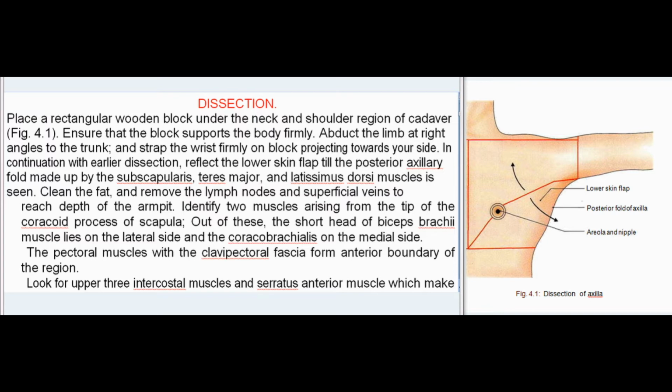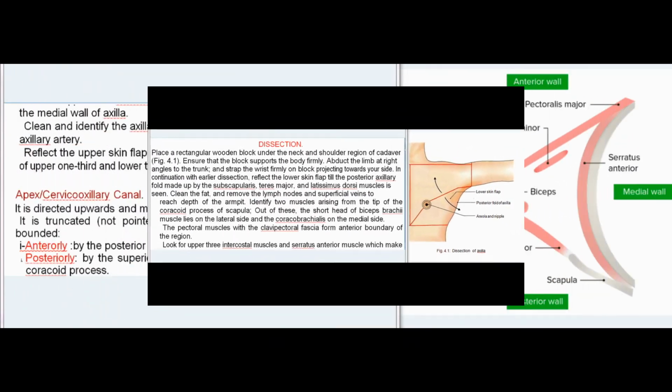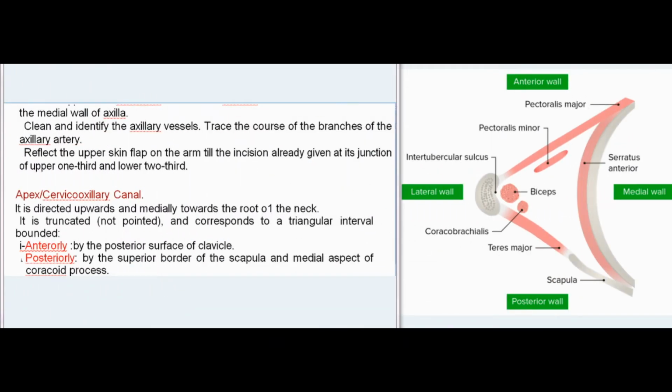Identify two muscles arising from the tip of the coracoid process of the scapula. Out of these, the short head of biceps brachii muscle lies on the lateral side and the coracobrachialis on the medial side. The pectoral muscles with the clavipectoral fascia form the anterior boundary of the region. Look for the upper three intercostal muscles and serratus anterior muscle, which make the medial wall of the axilla. Clean and identify the axillary vessels. Trace the course of the branches of the axillary artery. Reflect the upper skin flap on the arm till the incision already given at the junction of the upper 1/3 and lower 2/3.